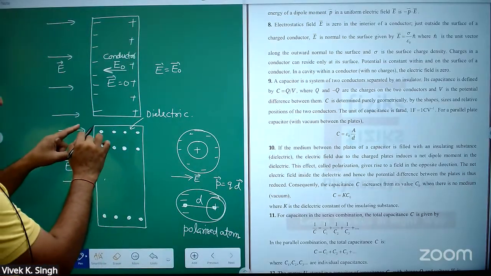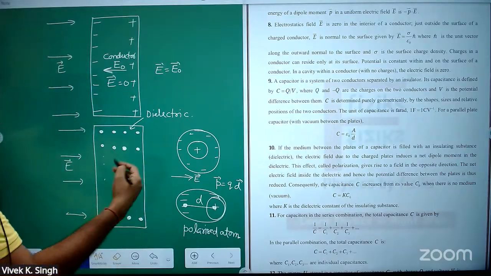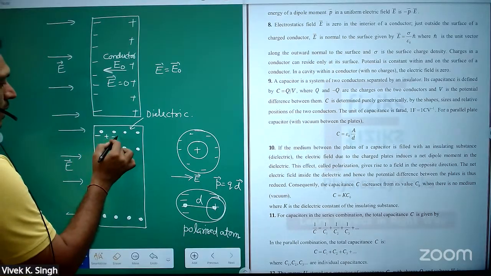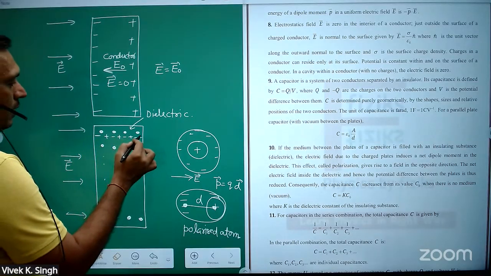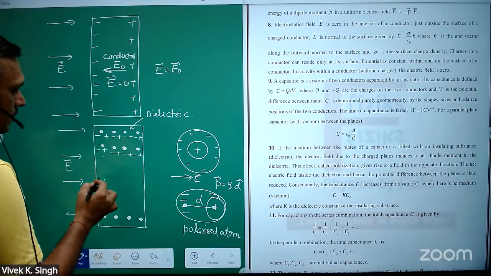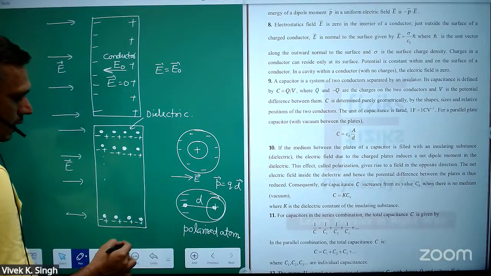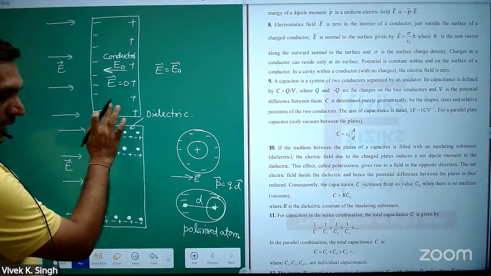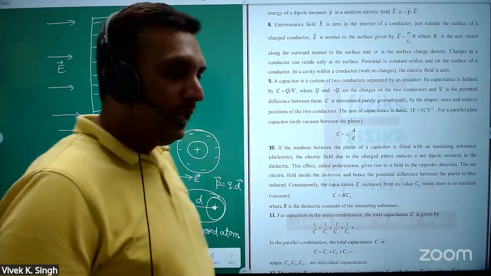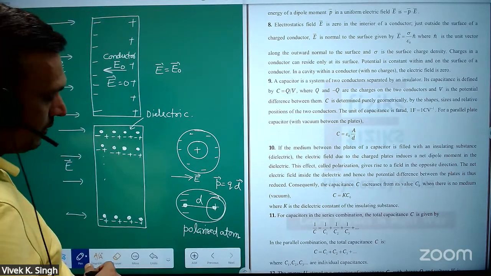Now, in a dielectric material, there are regular arrangements of these atoms. So each atom will get polarized. So what will happen? There will be minus, plus, minus, plus. Each atom gets polarized, and if so, we say that this material gets polarized.